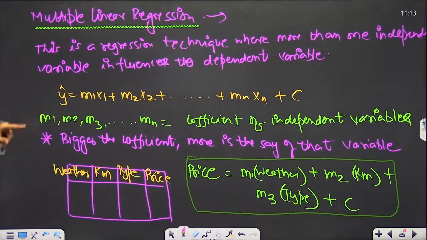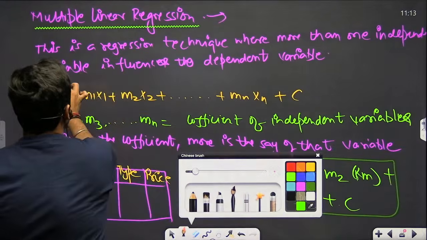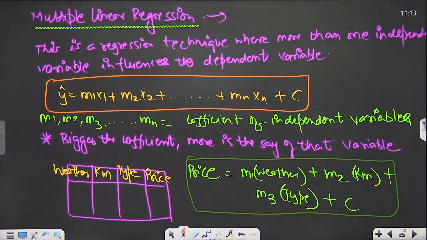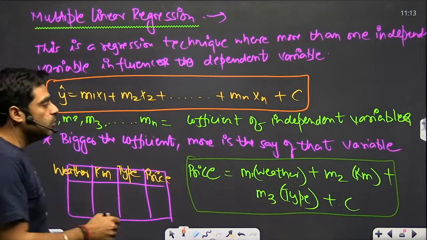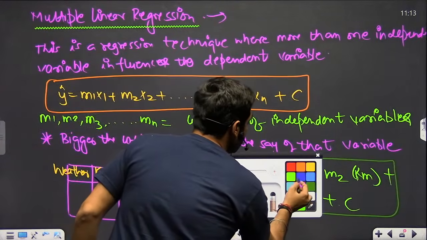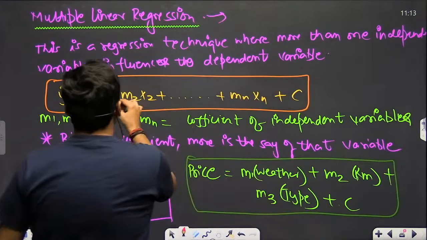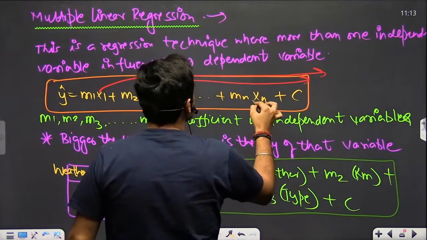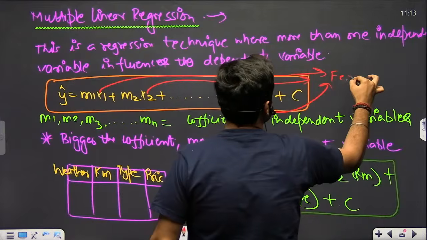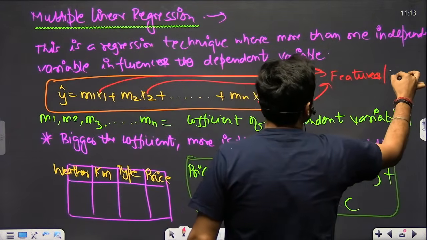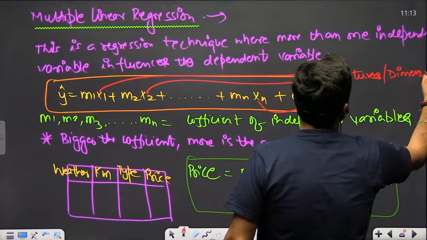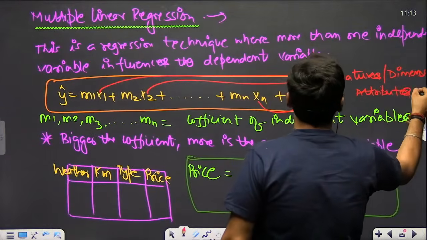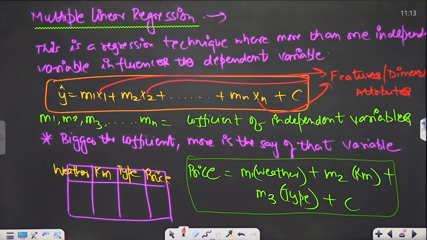So y hat, this is the equation of the multiple linear regression model that you should be very clear of, and this is the theory behind it. And what are x1, x2, x3 till xn? These are the features, or dimensions, or attributes. Any one thing you can say.